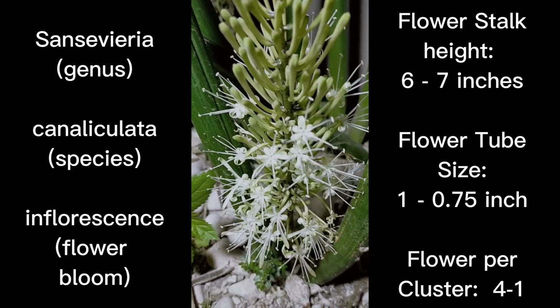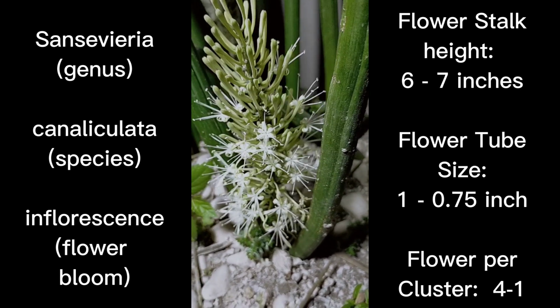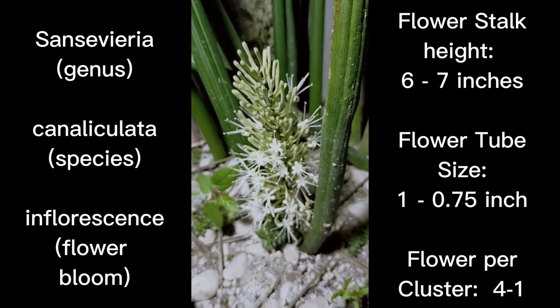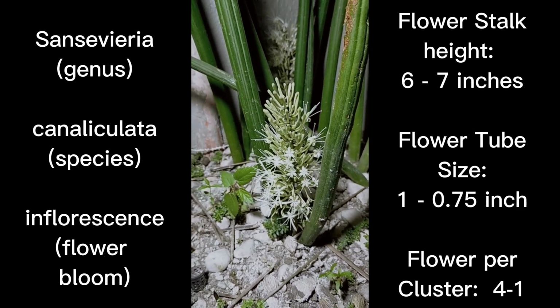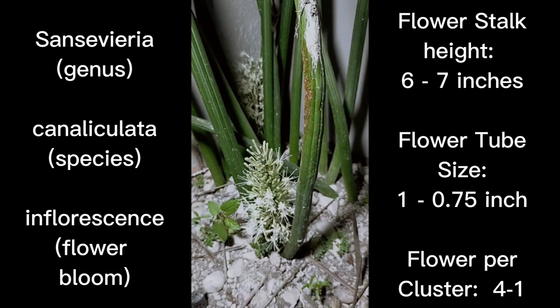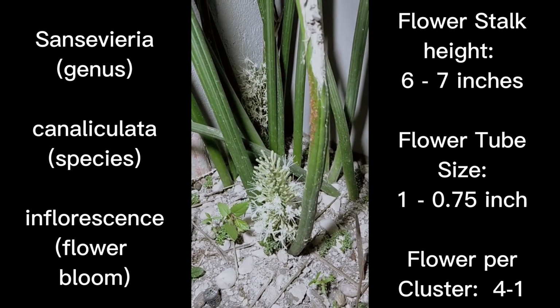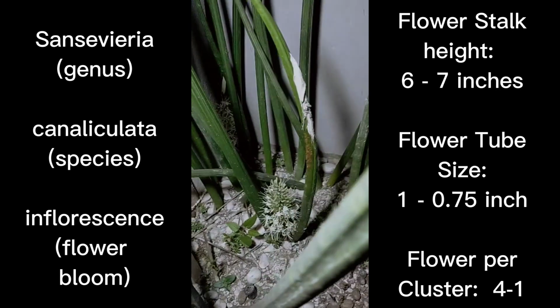So to describe the inflorescence, the flower stalk is about 6 to 7 inches. The flower tubes are about 1 inch to 0.75 of an inch, decreasing from the bottom. It's about an inch, then going up, it decreases to about 0.75 of an inch. Flower clusters are 4 to 1.